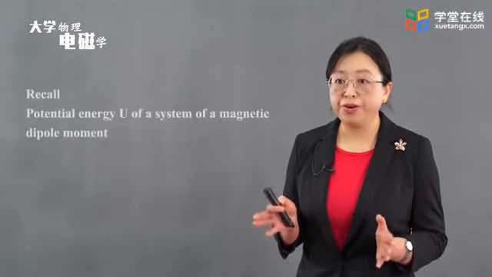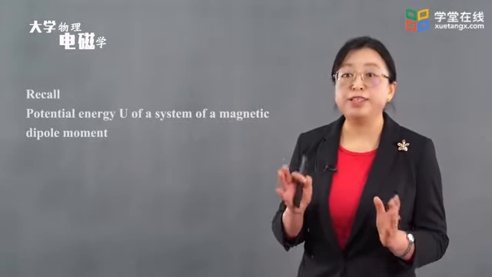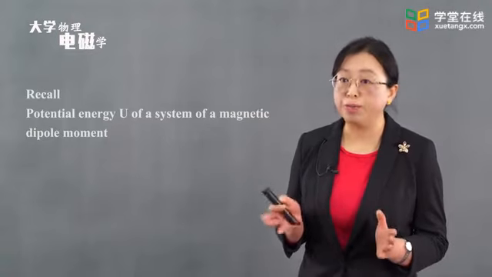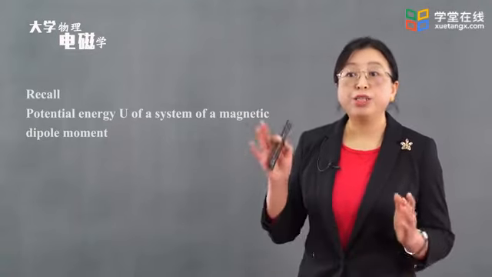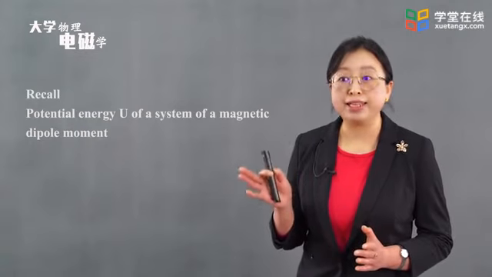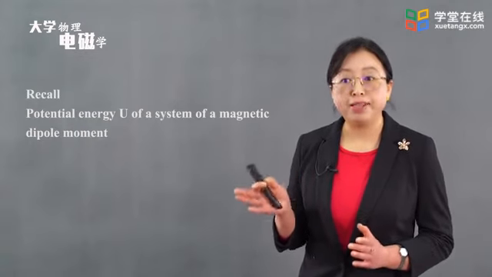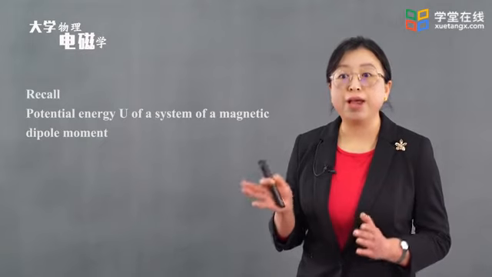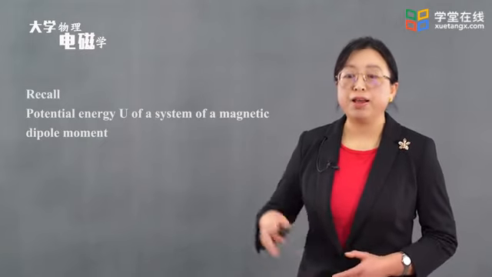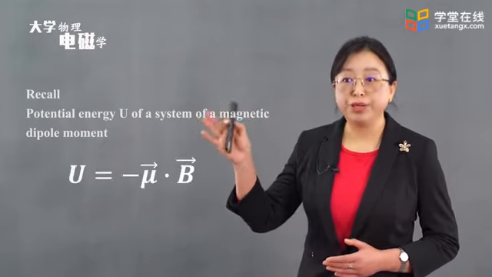Through the discussion in the last lecture, we understand that the net magnetic dipole moment of an atom is key to understanding magnetic materials. Before discussing the magnetic materials, let's recall the potential energy U of a system of a magnetic dipole moment. The potential energy of a magnetic dipole in the field depends on the orientation of the dipole in the magnetic field. U equals minus mu dot B.